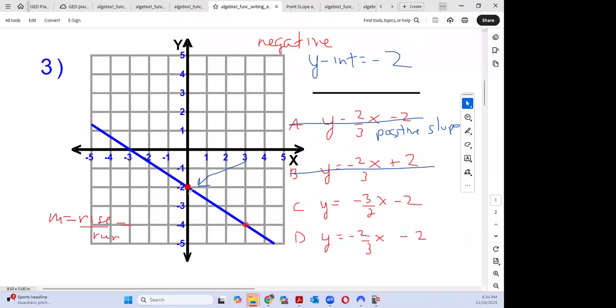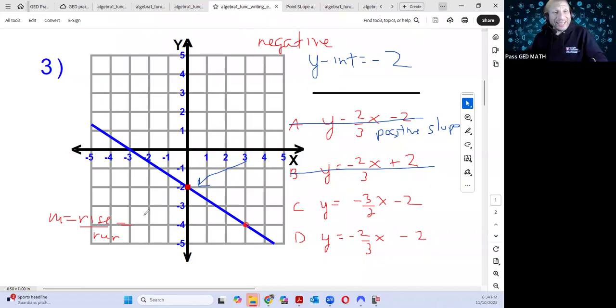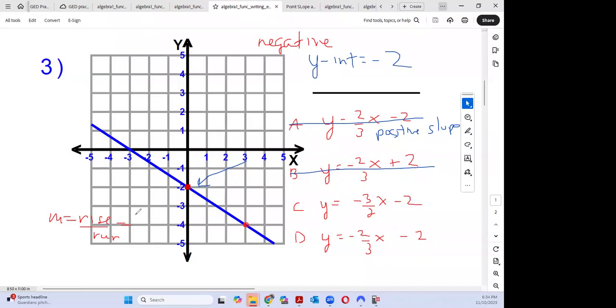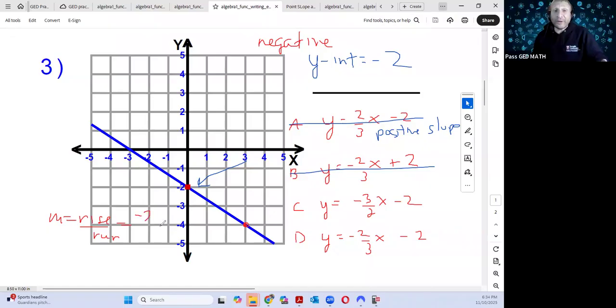Down. Count with me: 1, 2. Since I'm going down 2, is that negative or positive? Negative. So I got negative 2. I already know the answer right away. I don't even have to finish, but we're going to go ahead and finish. So I went down negative 2.